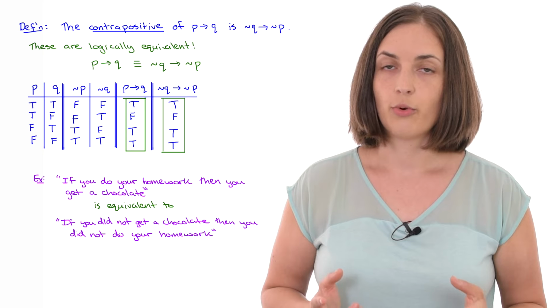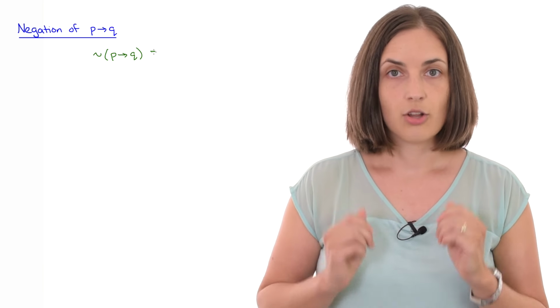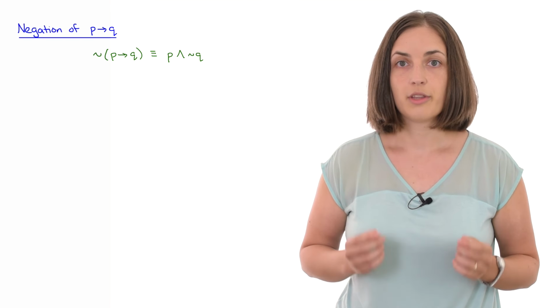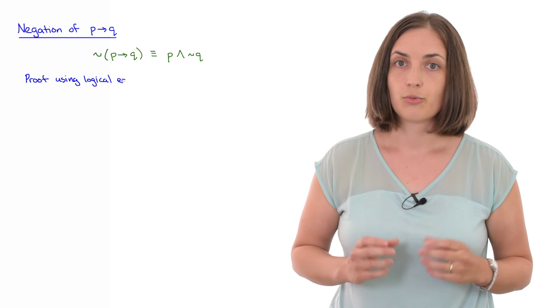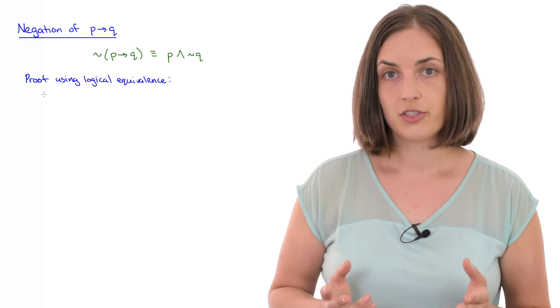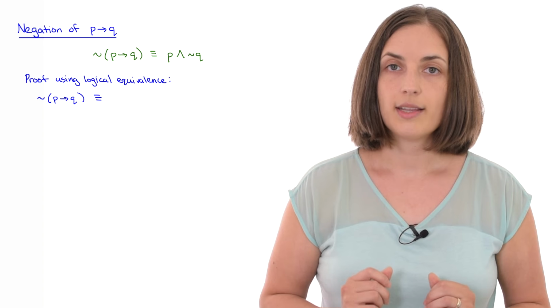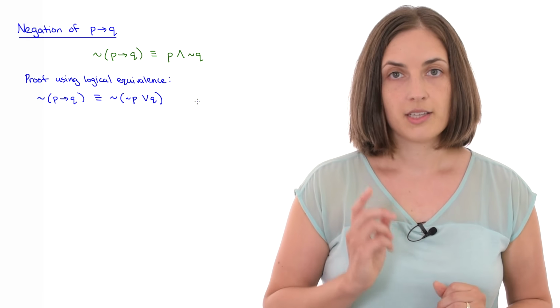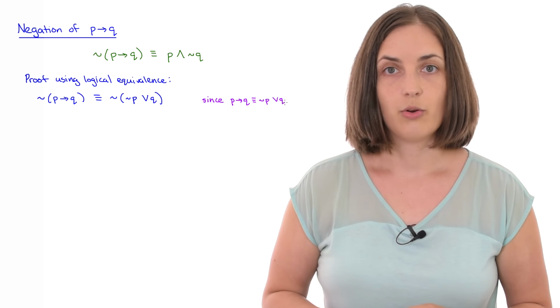Now that we are familiar with conditional statements, we should know how to negate them. The negation of P implies Q is logically equivalent to P and not Q. As usual, this can be proved using a truth table, but here we will provide a proof using rules of logical equivalence. First, we will write down not P implies Q. Then we can rewrite this as not P or Q, because we recall that P implies Q is logically equivalent to not P or Q.